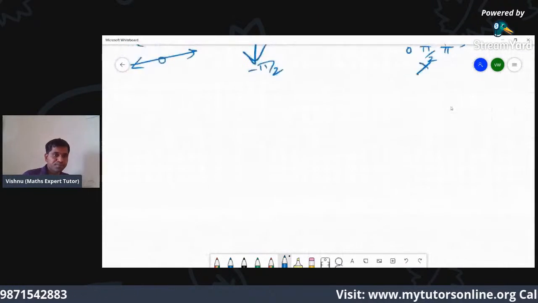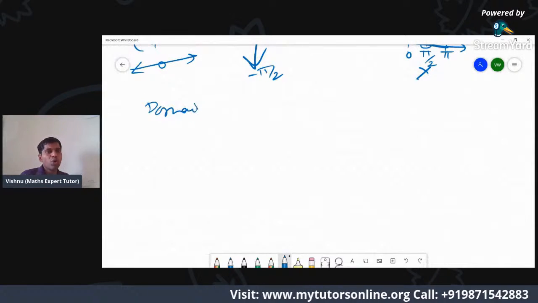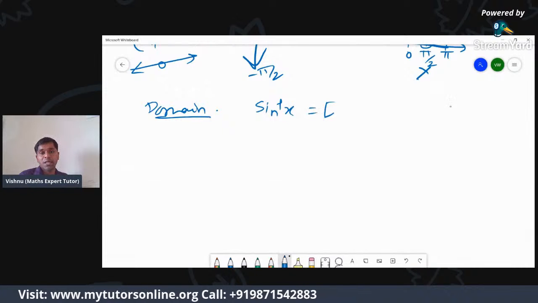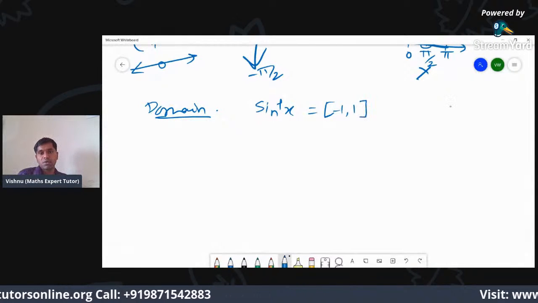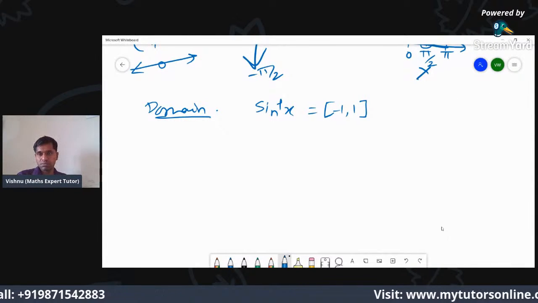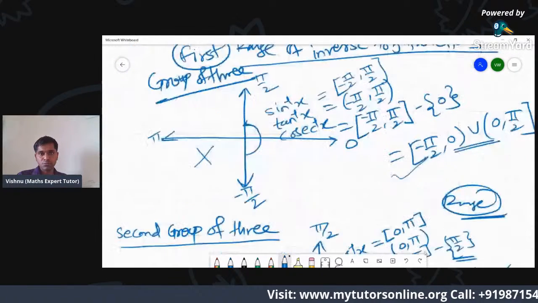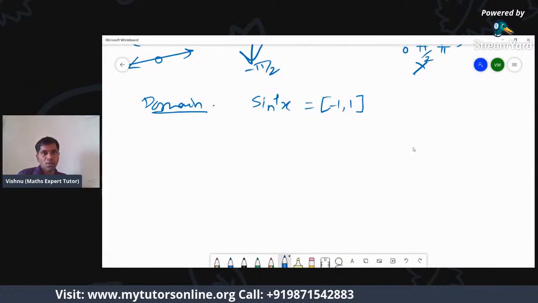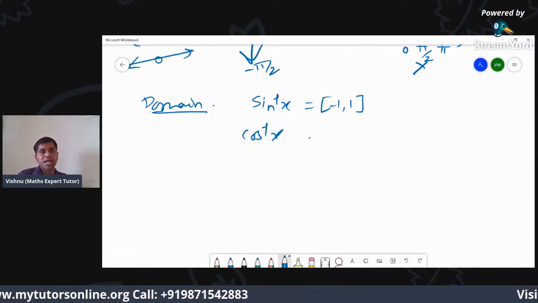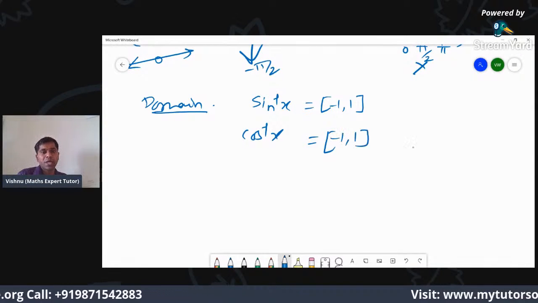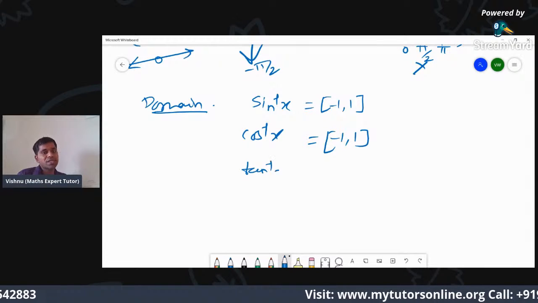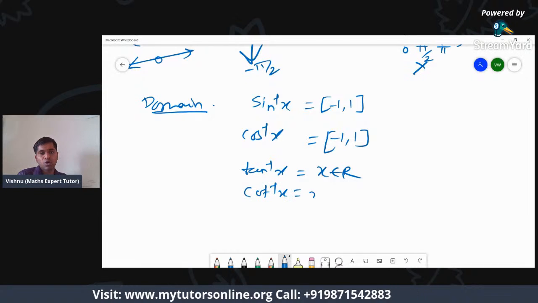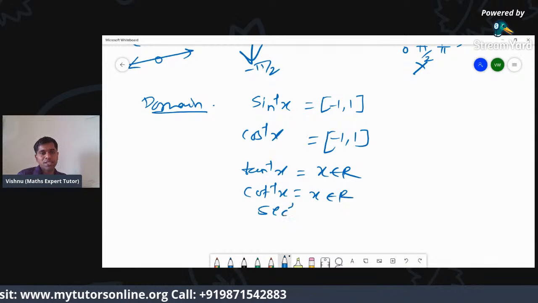Let's go to the domain. Domain is easy actually. For the sine inverse x, what is the domain? Again, minus 1 to 1. Right? What is cos inverse x? Same thing, right? Both will have same domain. What is tan inverse x? All values it can take. What is cot inverse x? All values again.